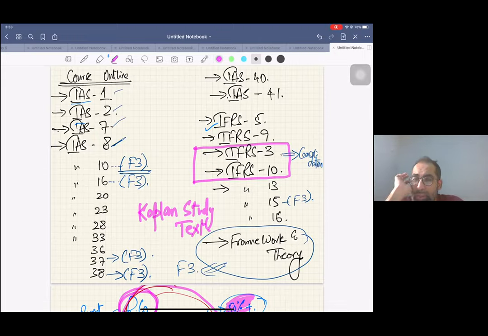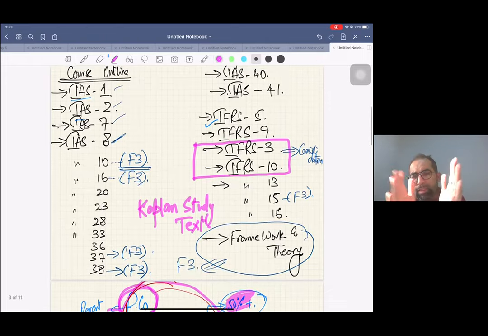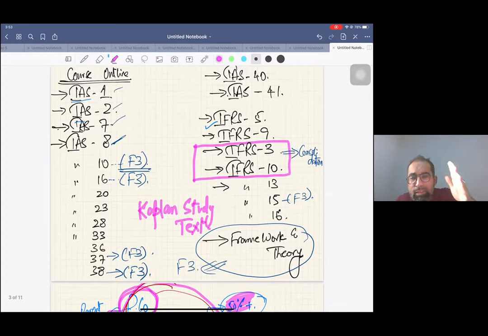Okay, right? Now, after IAS and IFRS, once we're done with IAS IFRS, then we'll start final accounts. What is final account?